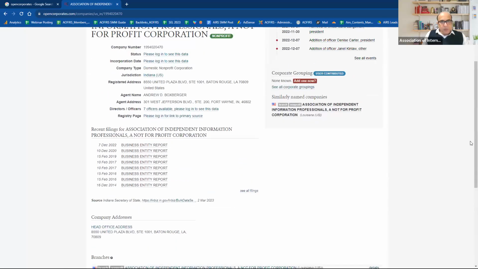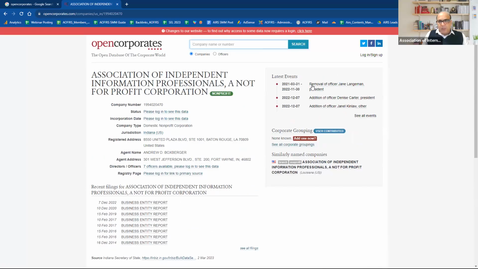Who are their main officers? Please log in to see this data, status, incorporation, things like that. And there would be financial information also. So, who was the president at a certain date and who left? It's a great deal of information. And the officers also: if you click on this, you can get the names of the officers.